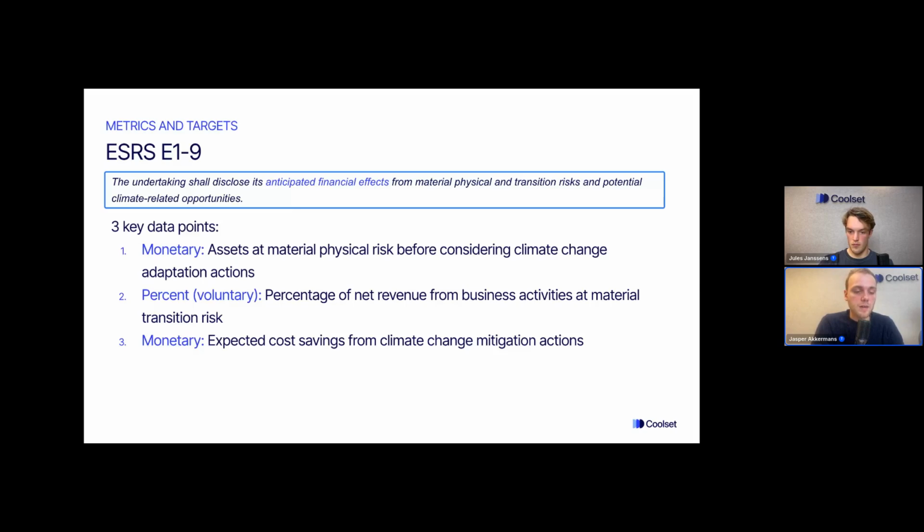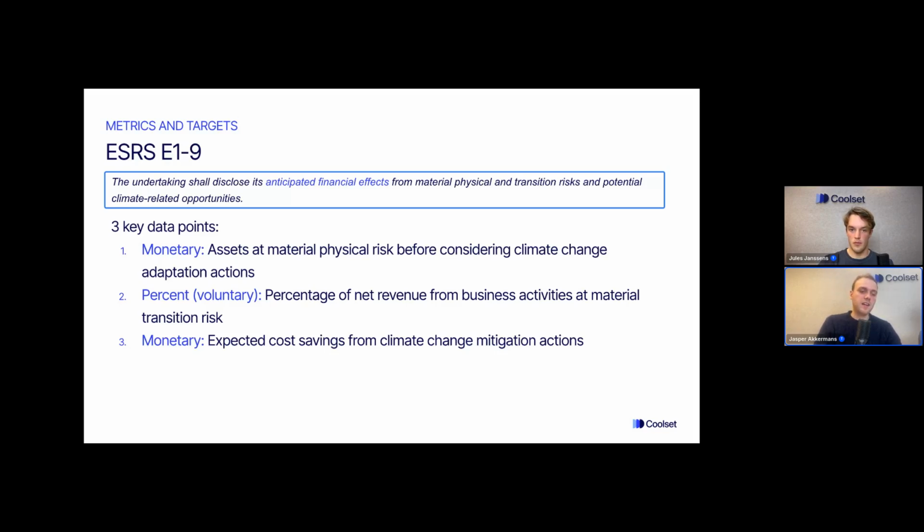Then a percentage, which is a voluntary data point, the percentage of net revenue for business activities at material transition risk. And then last but not least, a monetary data point, which looks at the expected cost savings from climate change mitigation actions. So here you really quantify your climate-related risks and opportunities, and you model them. But this data point isn't mandatory for companies in the first year or 3, because it falls under the phase-ins.